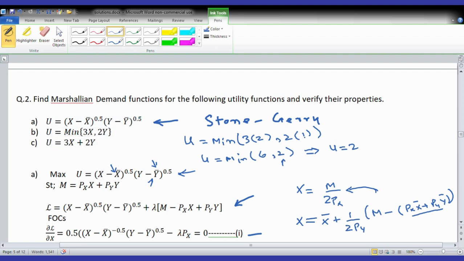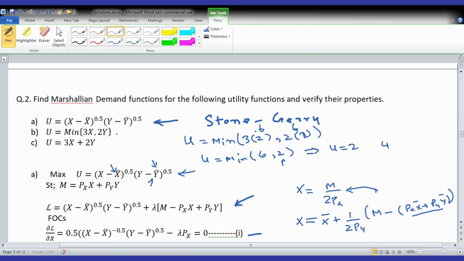Suppose we increase the consumption of y from 1 to 2. So this will become 4 and your utility will become equal to 4. And if we increase the consumption of y to 3, we will have 6 here as well as 6 here, and this means that the minimum will be 6 because both of them are equal.